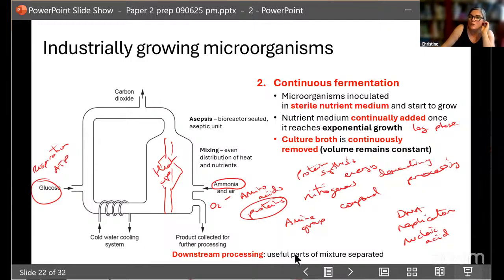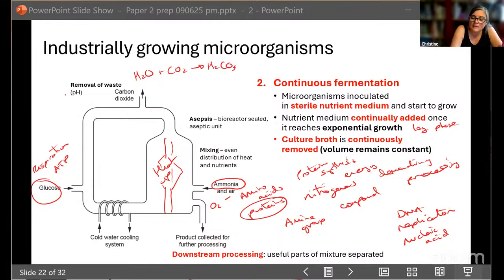We need to take out the useful parts, we need to separate them. Removal of waste. If we don't remove carbon dioxide, it's going to affect our pH, because we know water and carbon dioxide will react to form carbonic acid that will therefore dissociate to form hydrogen and hydrogen carbonate ions. Interesting, hydrogen carbonate ions came up a little bit in paper 1. But what we have to remember is this is a reversible reaction. So because it's a reversible reaction, it means it can go back.